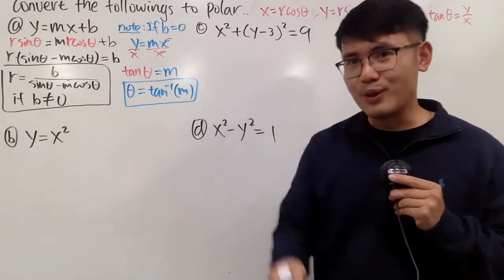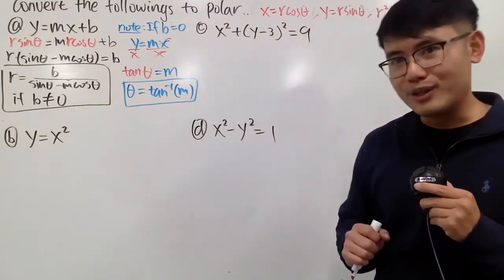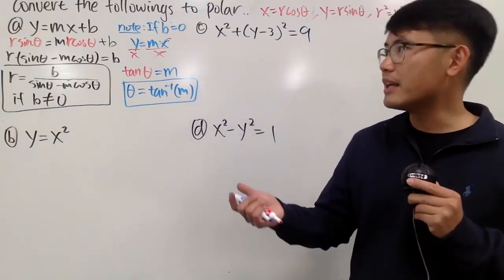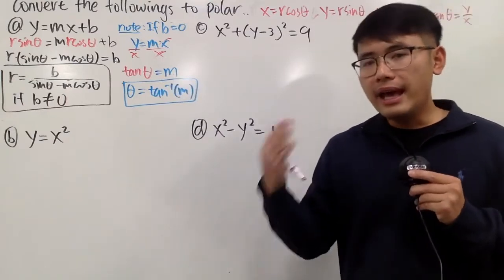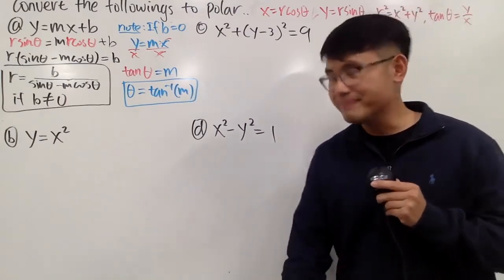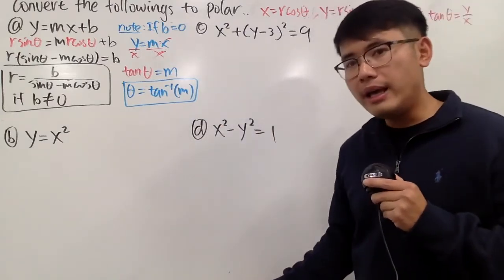Small question for you guys. What if we have a vertical line? How would you write that as a polar equation? So maybe you guys can leave a comment down below. What if you have an equation of a line in the Cartesian form x is equal to 5? In that case, what's that in polar? Think about it.